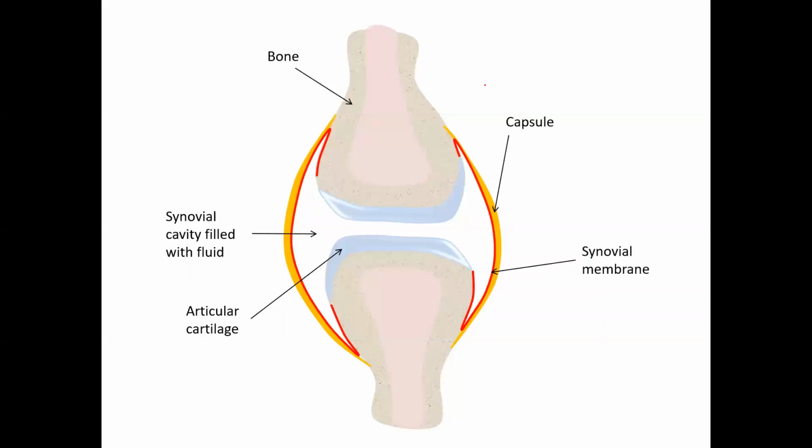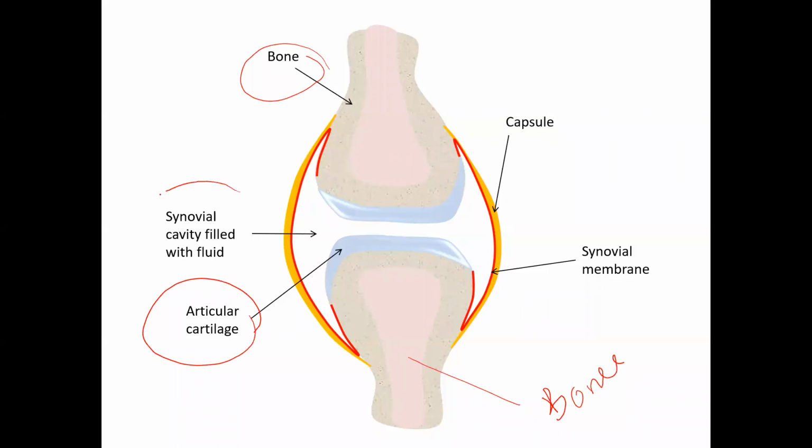Right? So if you draw a very extremely diagrammatic representation of a synovial joint, you have the bones on either side, lined by articular cartilage. So the two bony ends, this is also bone, lined by articular cartilage, given in blue color, right? And the synovial cavity filled with fluid. That is the most important part of this, right? Synovial cavity filled with fluid. So there is synovial fluid in this area.